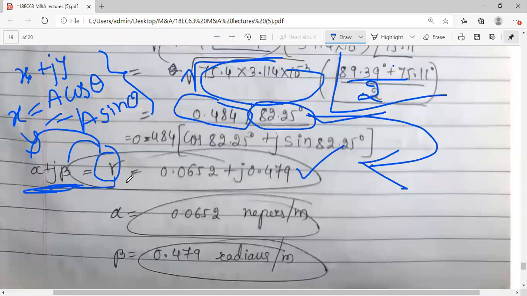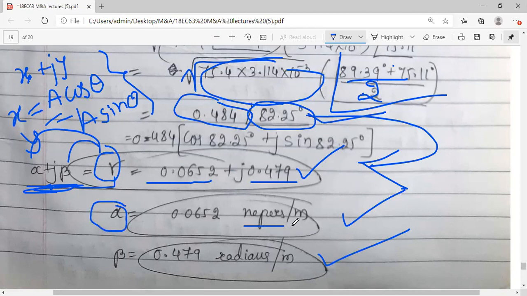So once you get the gamma, compare the real and imaginary parts, you will get alpha and beta. Remember, alpha is the attenuation constant expressed in Nepers per meter.